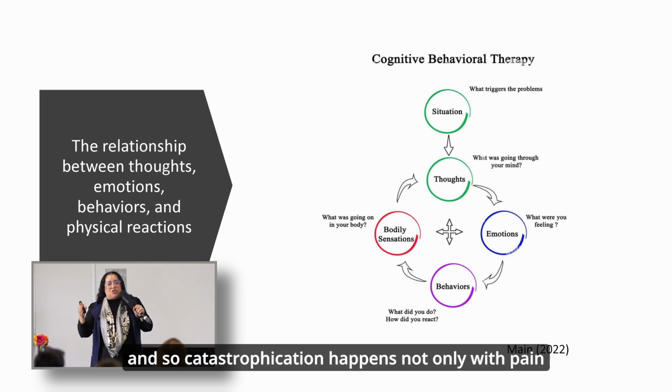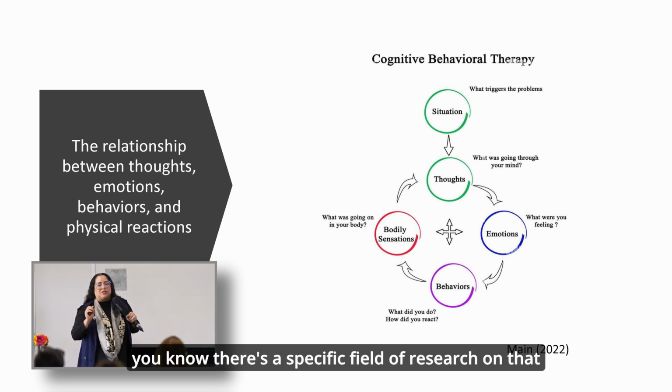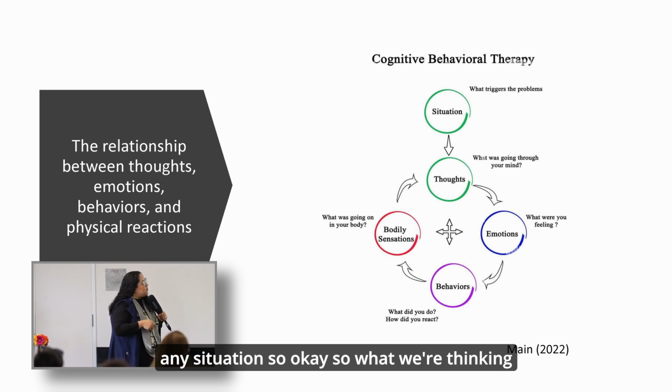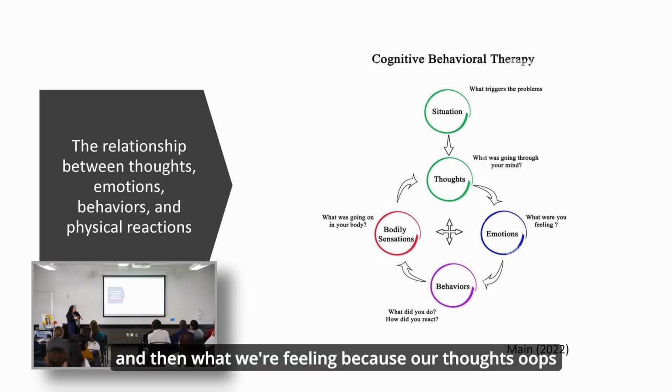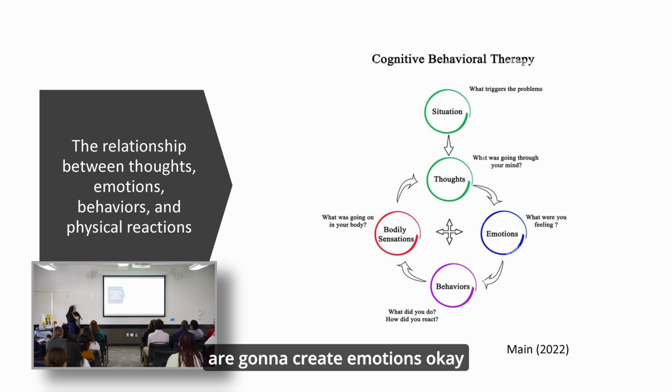And so catastrophization happens not only with pain. I mean, pain catastrophization is a thing. There's a specific field of research on that. But we can catastrophize about anything, right? Any situation. So, okay, what we're thinking, and then what we're feeling, because our thoughts are going to create emotions, okay? So if I'm catastrophizing, I'm probably going to feel very fearful and very hopeless and helpless, right? So then that's my emotion.